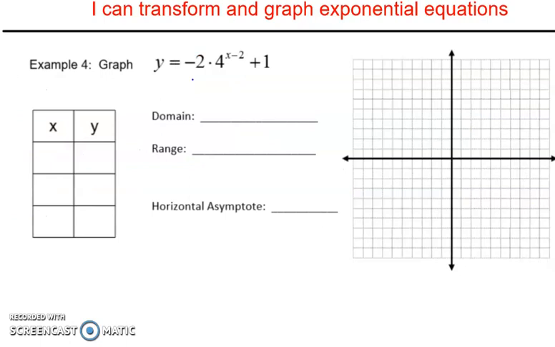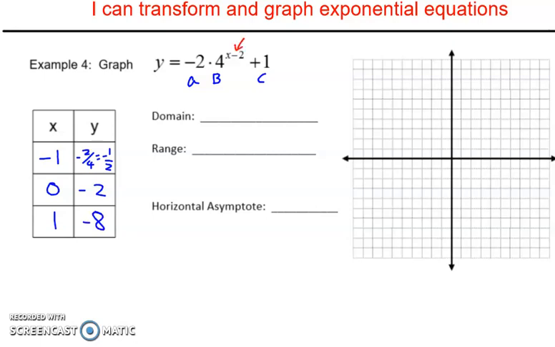A in this case is -2, B is 4, and C is 1. Set up your table, negative 1, 0, and 1. At 0, I'm going to put A. At negative 1, I'm going to take A divided by B, so negative 2 divided by 4, which is negative 1/2. And at 1, I'm going to take A times B, which is negative 8.